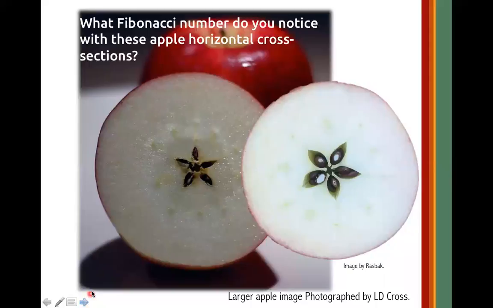All right, what Fibonacci number do you notice with these apple horizontal cross sections? We talked about this earlier. 5, for the 5-pointed star that you can find inside of the apple cross section.